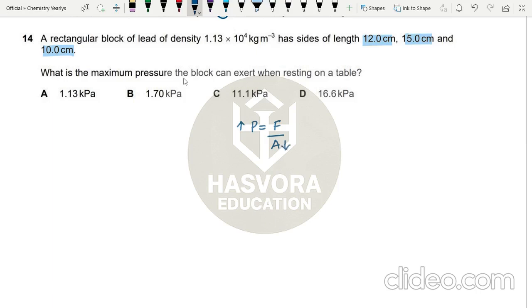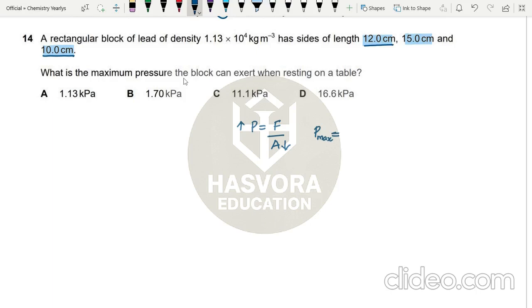So now for the least area, you should select two lengths which will give you the minimum value. I can clearly see that 12 and 10 will give me the minimum area and the highest pressure. So now we are decided with the area. So for the maximum pressure, this will be P max.